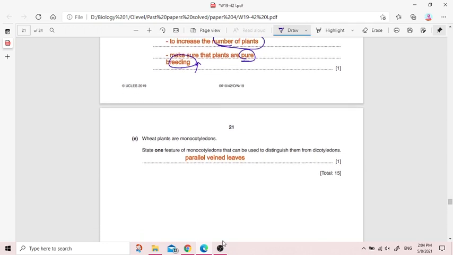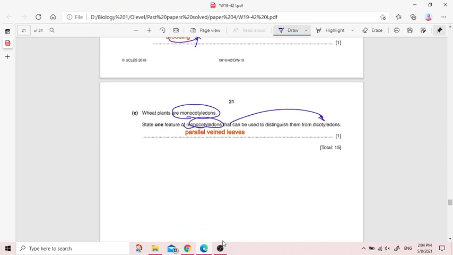E. The wheats are monocotyledon plants. What features of the monocotyledon distinguish it from the dicots? There are several. First, parallel veins in the leaves. Number 2, leaves are long and narrow. Number 3, the seeds have one cotyledon. Number 4, the roots are fibrous, while in the dicot they are tap root.